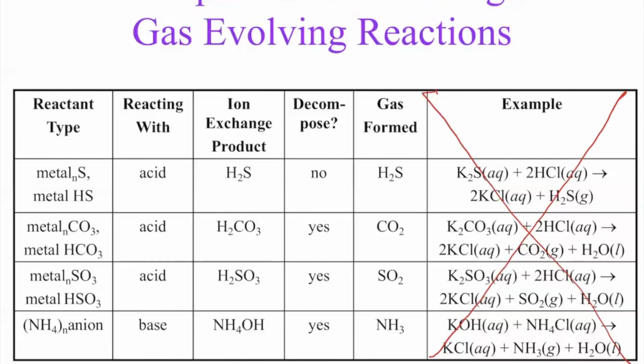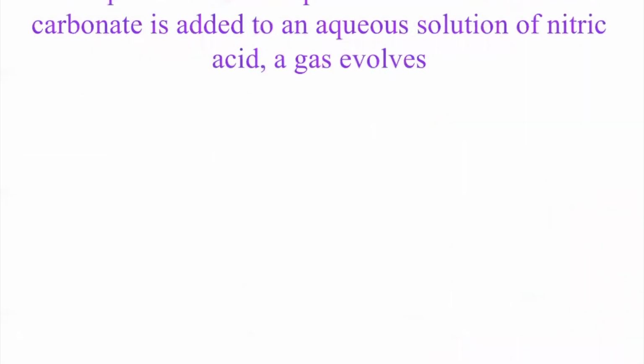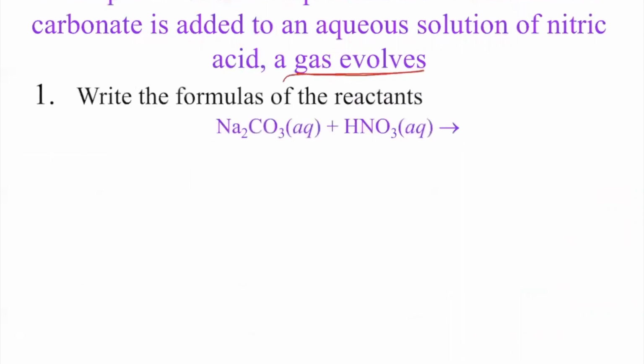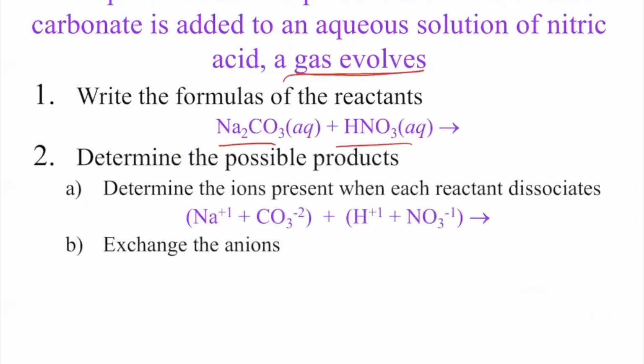The best question that you can practice is this question for your exam. Notice that they're telling you that you're going to have sodium carbonate mixed with nitric acid, and it's telling you that a gas evolves. So you want to get your reactants. At this point, you should know how to do that now and predict your product. So in this case, you're going to have three products. One of them is going to be your carbon dioxide and your water.